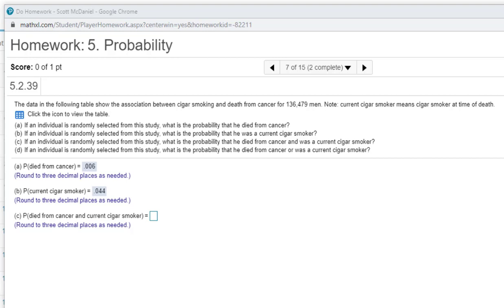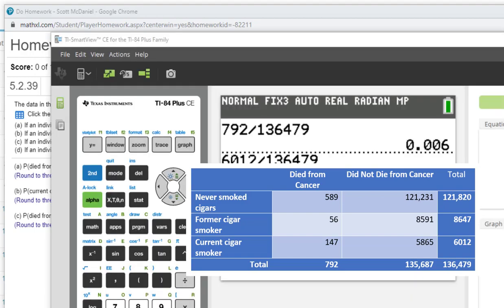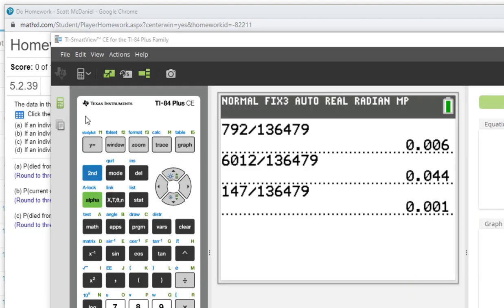Okay, so now if an individual is randomly selected, what is the probability that he died from cancer and was a current cigar smoker? So how many died from cancer and were a current cigar smoker? So it's the intersection of these 2 columns. So we have a total number of 147 divided by the total, 136,479. And we get 0.001.